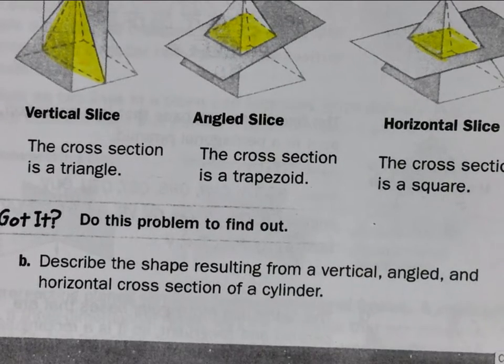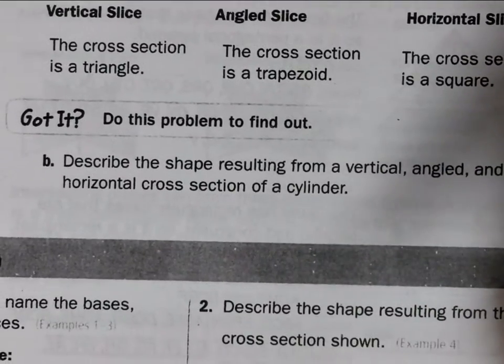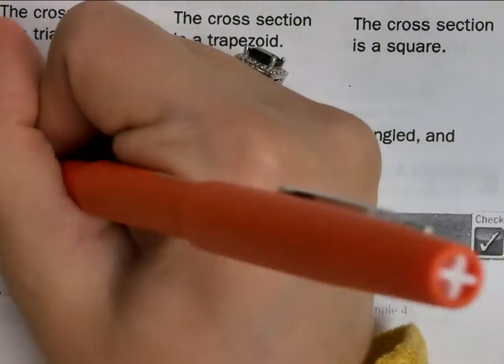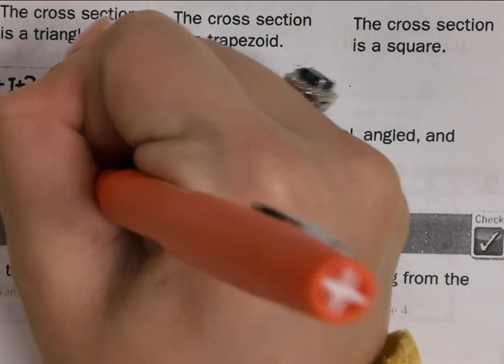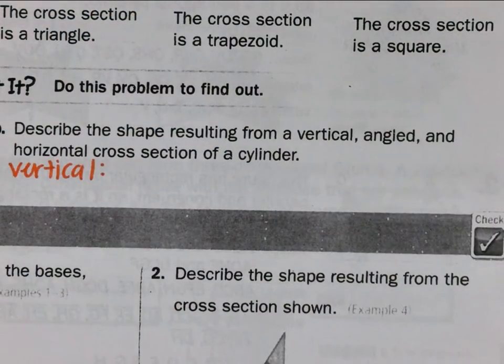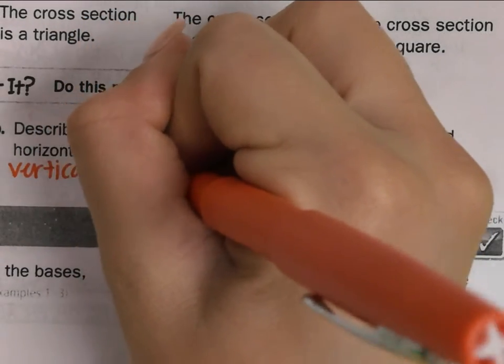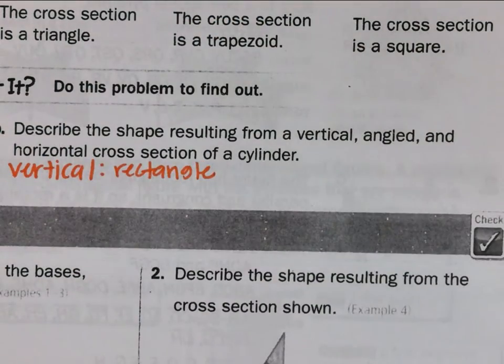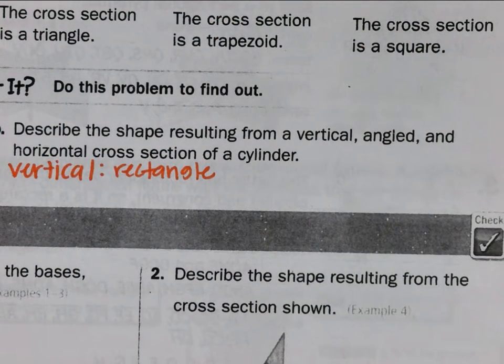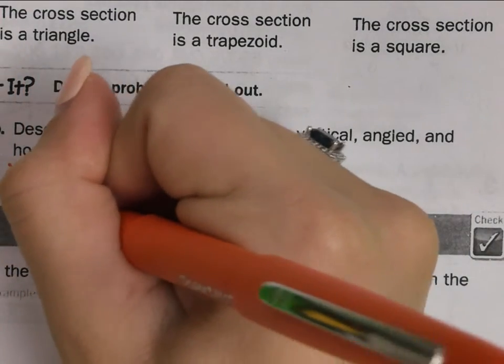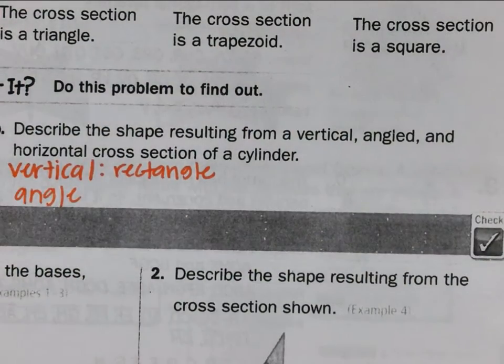Okay. So in B, they want us to figure out the cross sections of a cylinder. If I slice it vertically, think of a cup. If I were to slice it right down the middle and then turn it out like this, what type of shape would it make? A rectangle. Who said a circle? So if I slice it vertically, it's going to make a rectangle. What if I slice it at an angle? So like if I take this and slice it kind of at an angle.